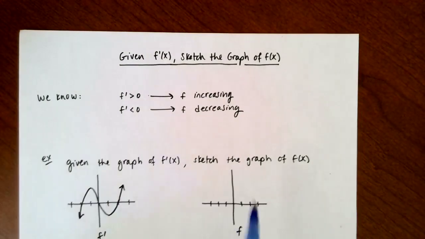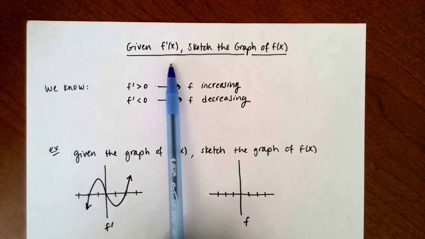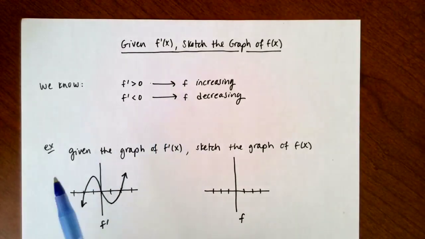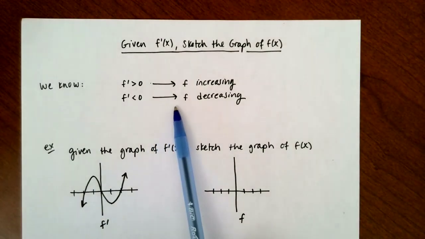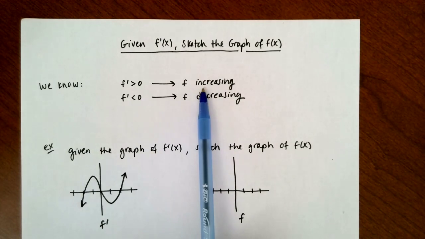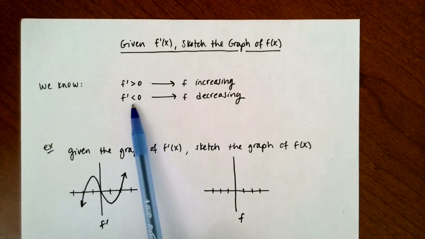Let's talk about sketching the graph of the original function if we're given the graph of its derivative. At the top of the page, I have our basic information that we're using, and it's just the backwards information that we would use if we were given f and asked to sketch its derivative. So we know that anywhere a function is increasing, its derivative will be positive, and anywhere it's decreasing, its derivative will be negative. And that relationship works in both directions.